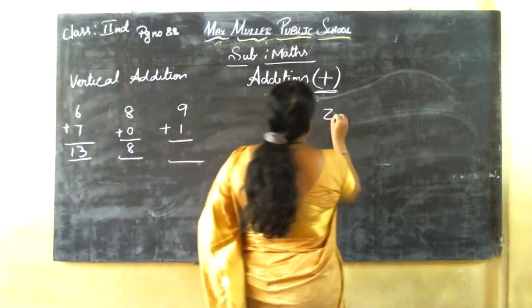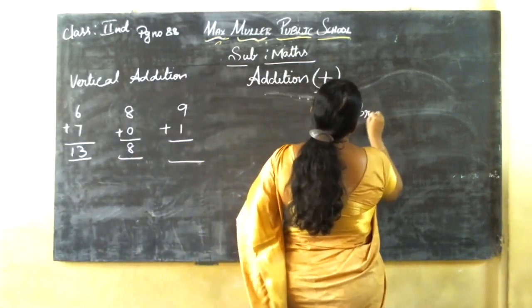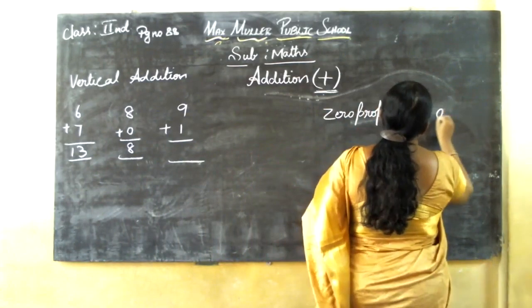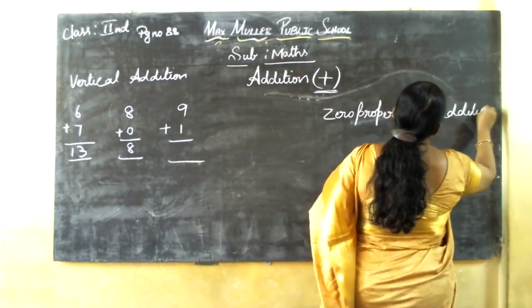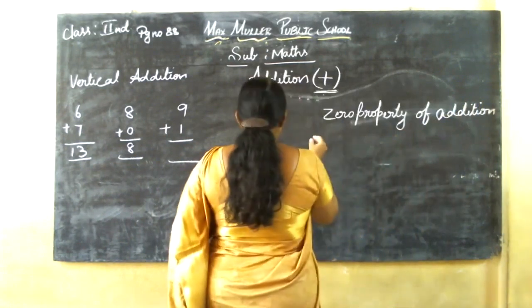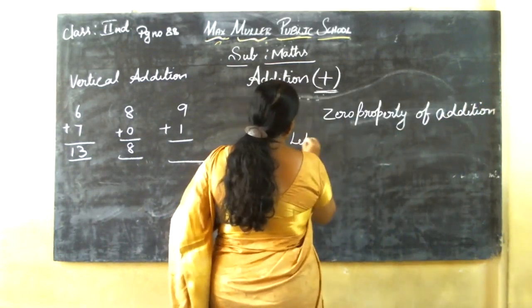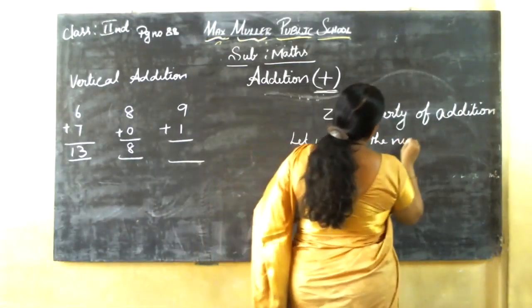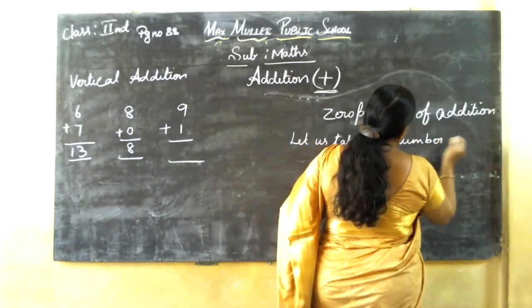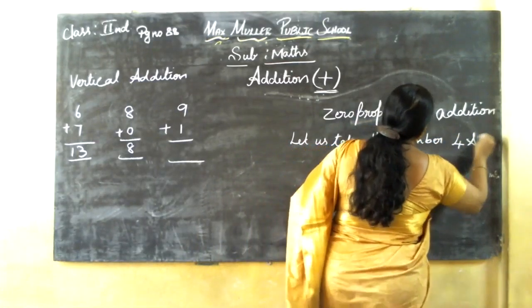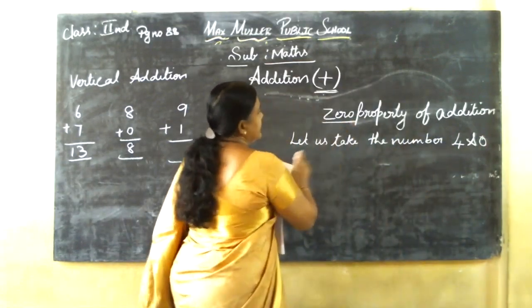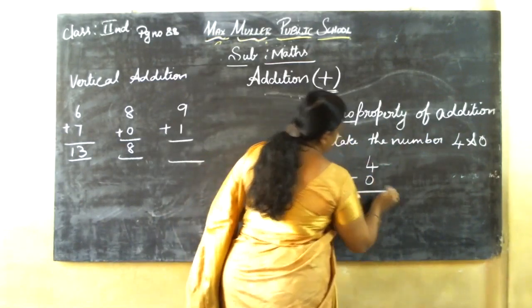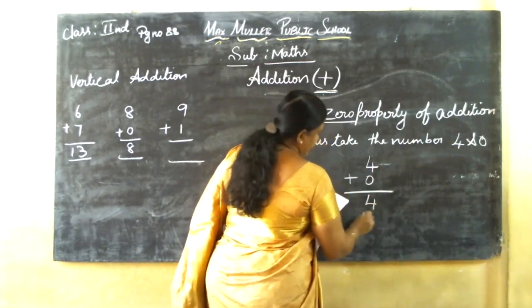Zero property of addition. See children, for zero, let us take the number 4 and 0. If we add 4 plus 0, the same number will come, 4. We get the sum only.